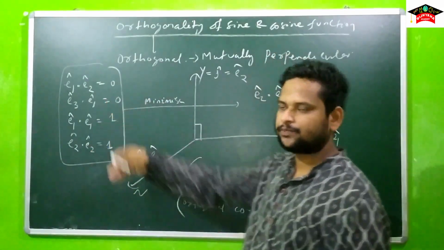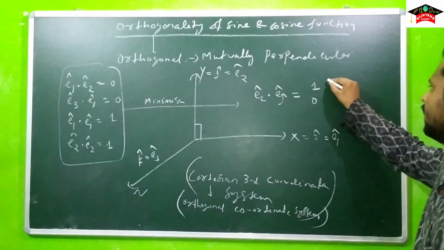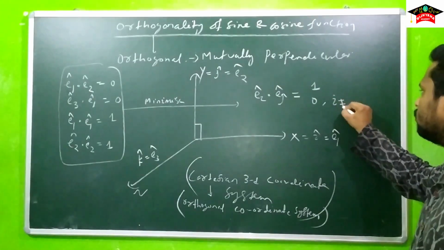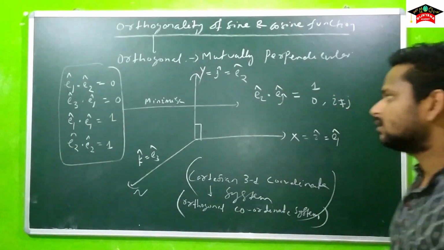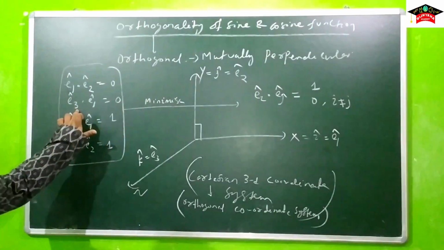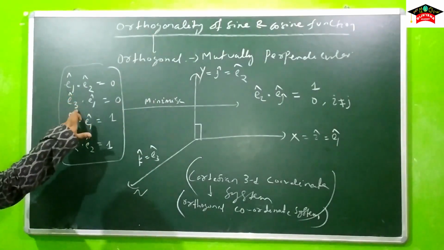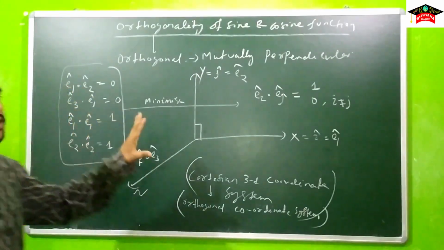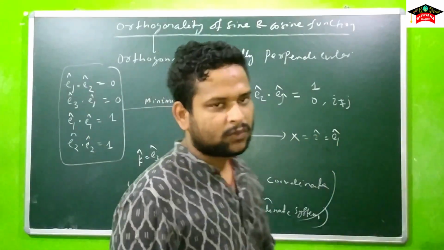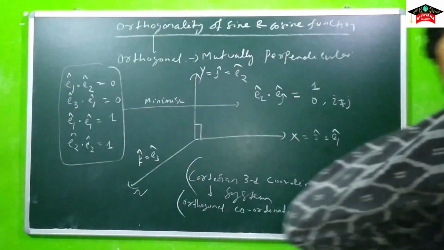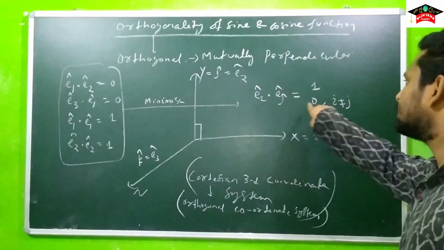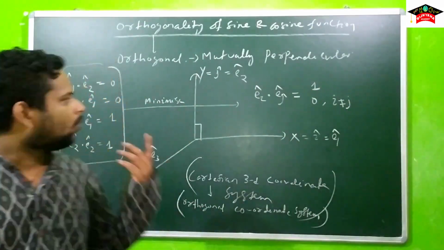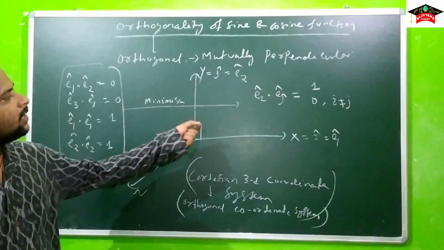Likewise, these conditions. But when will it give 0? It will give 0 when i is not equal to j. That means when the first index is not equal to the second index. That means e3 with e1, e1 with e2, e2 with e3. If I take the dot product, the answer will be 0. So if i and j are not equal, they are not similar, and in that case we will get the answer 0.